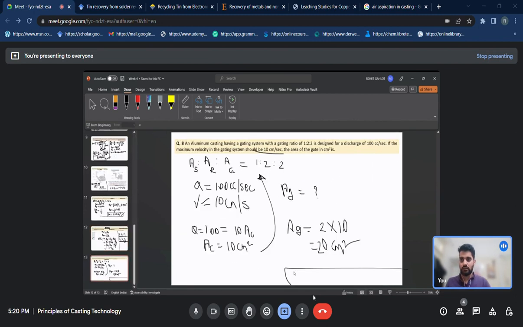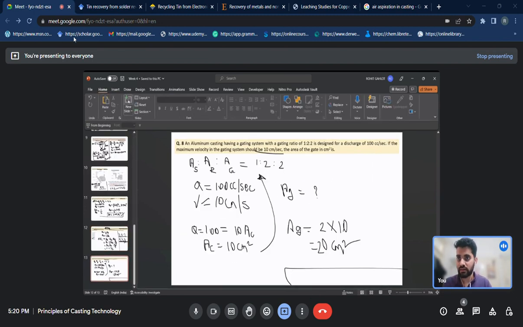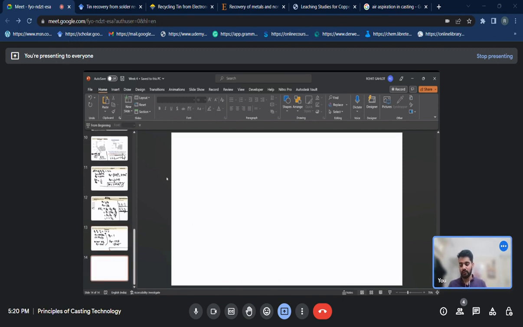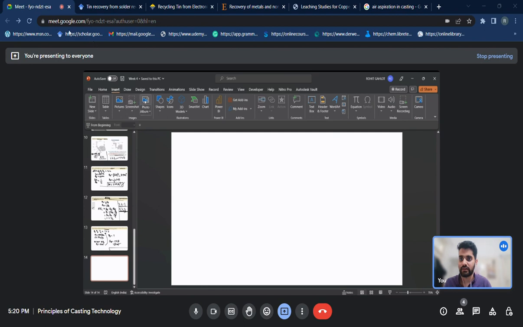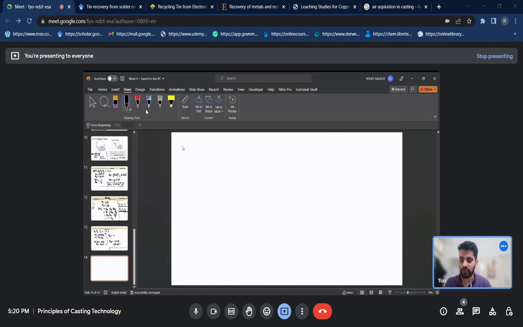Okay then, let's discuss a few things which we will be discussing in the next week. In the next week, we will be discussing the problems of riser designing. I will briefly discuss them. These have already been covered in the theory, but still we will discuss the problems of the riser design.